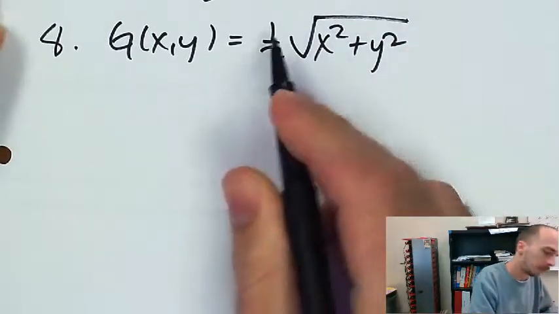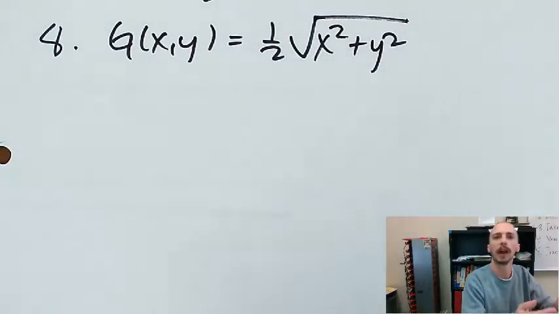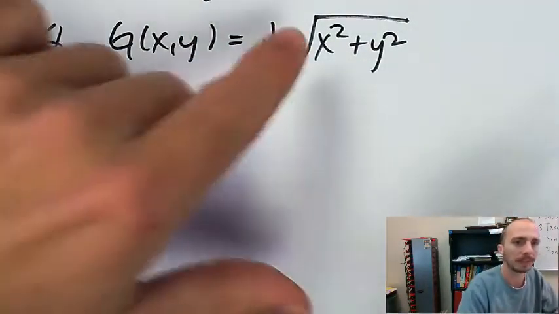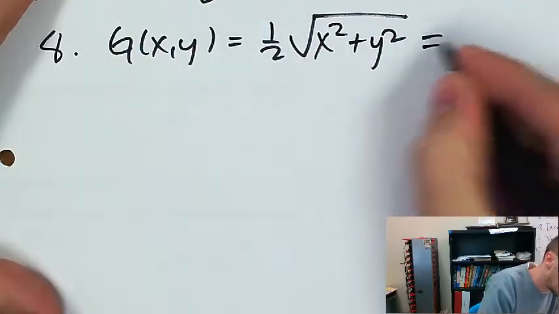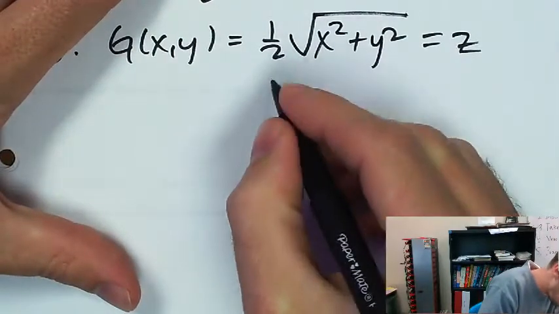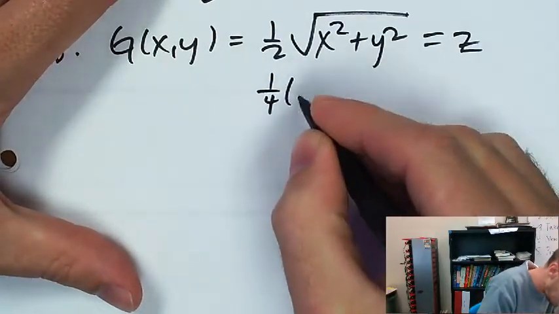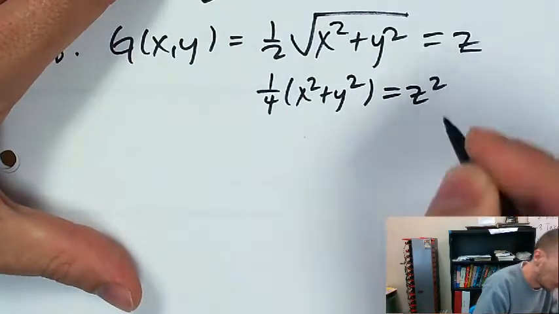All right. If this was z equals the square root of x squared plus y squared, that would be the upper half of the unit sphere. But this 1/2, this is causing problems here. So what I'm going to do is I'm going to say, all right, say this is equal to z. And I'm going to square both sides. Then I'm going to have 1/4 of x squared plus y squared equals z squared.